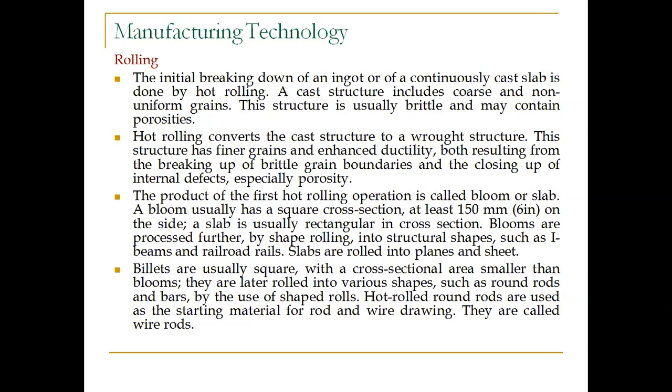The billets are usually square with a cross-sectional area smaller than the blooms. They are later rolled into various shapes such as round rods and bars by the use of shaped rolls. Hot rolled round rods are usually used as the starting material for rod, and by drawing they are called wire rods.